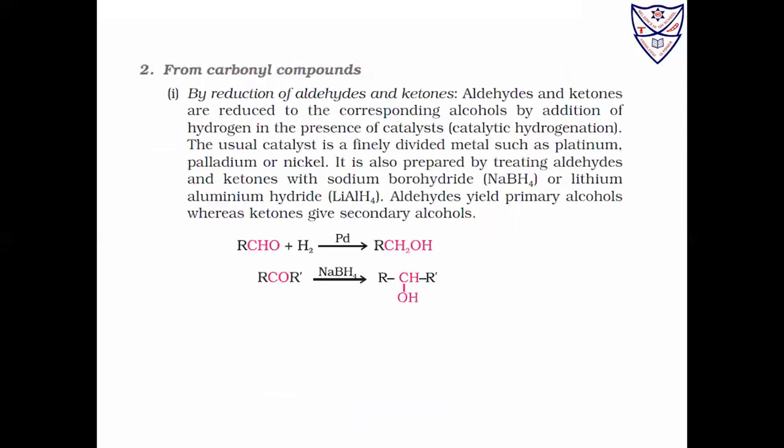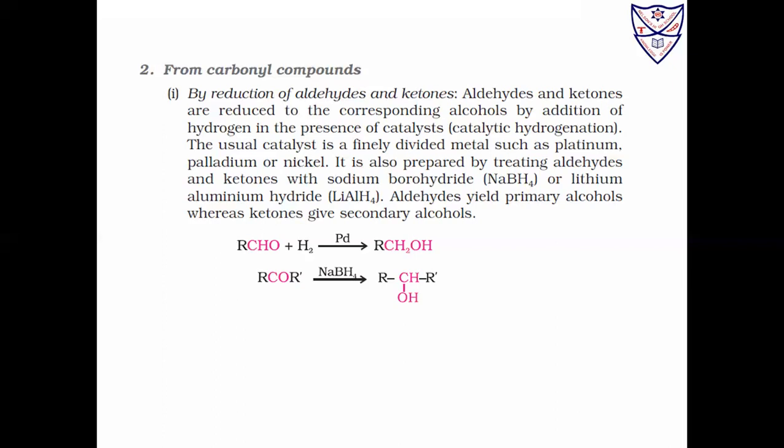So from carbonyl compounds, how is it formed? By the reduction of aldehydes and ketones. Aldehydes and ketones are reduced to the corresponding alcohols by addition of hydrogen in the presence of a catalyst. In catalytic hydrogenation, the usual catalyst is a finely divided metal such as platinum. Palladium or nickel is also used as a catalyst. It is also prepared by treating aldehyde and ketone with sodium borohydride, that is NaBH4, or lithium aluminum hydride, that is LiAlH4.